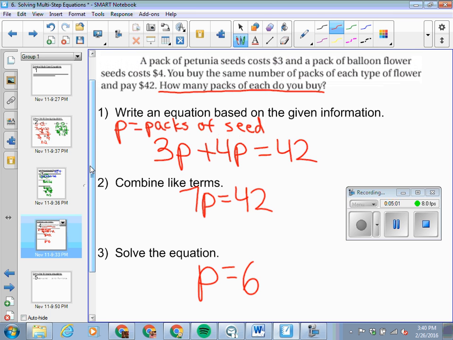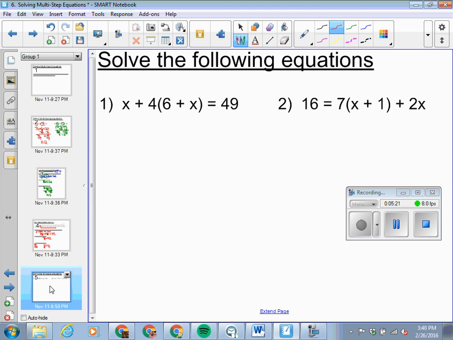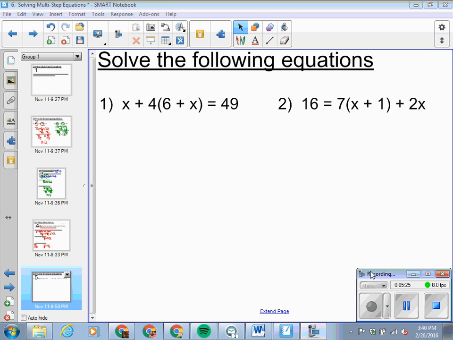And if you think about it, we can plug that 6 back in. We spent $3 for petunia seeds. Well, 6 times 3, we spent 18 bucks on petunias. And then 6 times 4, we spend $24 on the balloon seeds. Add those up, and we get $42. Okay, go ahead and try these on your own. You should pause the video now. This is your chance to see if you understood the lesson.